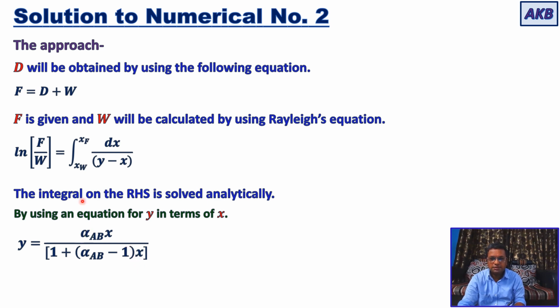So the idea is, in place of y, we will be using this. And we can do that because alpha_ab is known to us. So if you use alpha_ab in this equation and simplify it, we'll be getting a simple equation for y that is in terms of x, and then we can put this equation in the integral and integrate it analytically. Okay, so let us do that.